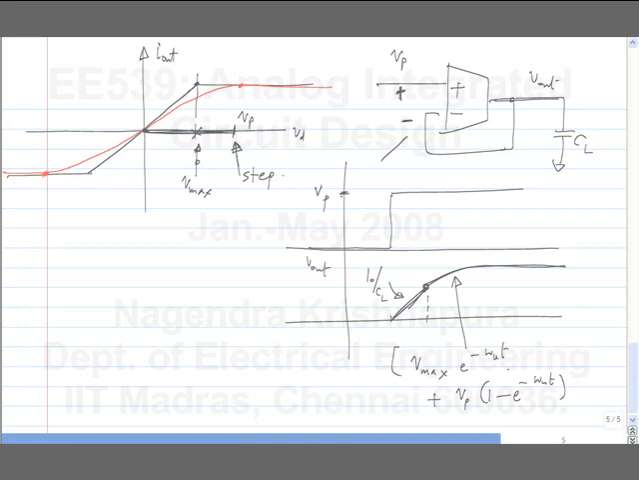So you know that if you start a first order system with an initial condition and it has a final steady state value, the initial condition will decay as e to the minus omega_u t and the final value will rise up as 1 minus e to the minus omega_u t. So that's what I have written here. Vmax is the initial condition for this differential equation.